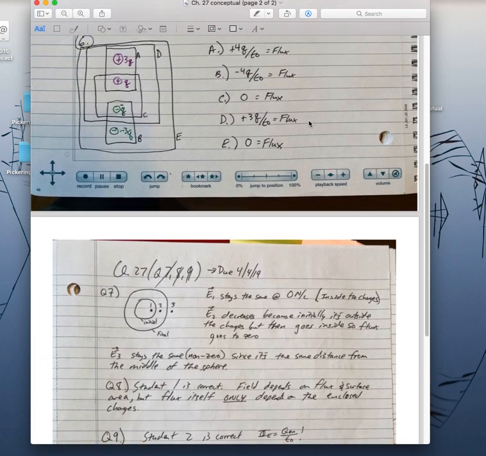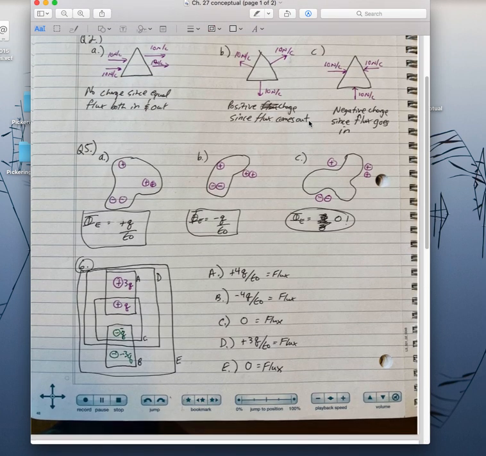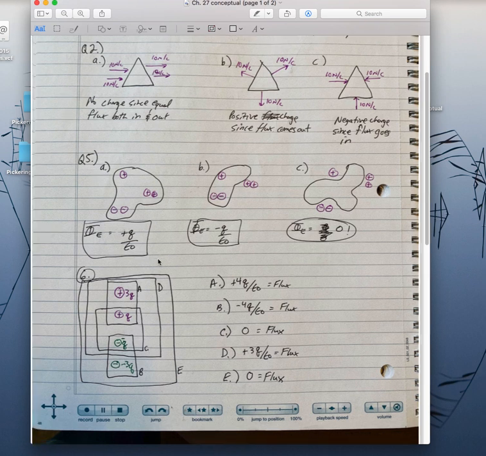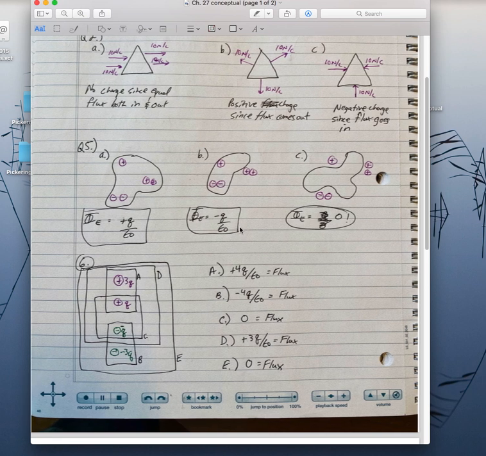Going down to these ones, these are the shapes that are circled. Each of them had a positive Q or negative Q, so this is +3 and -2. So the flux is the net charge enclosed over vacuum permittivity, so this is plus Q over epsilon naught. This is negative Q over epsilon naught. This is 0 because nothing's enclosed.